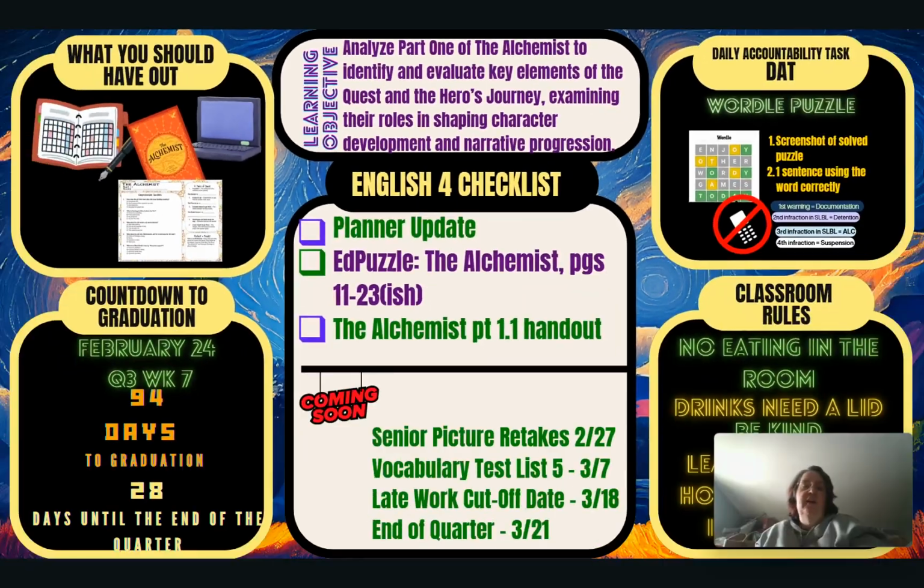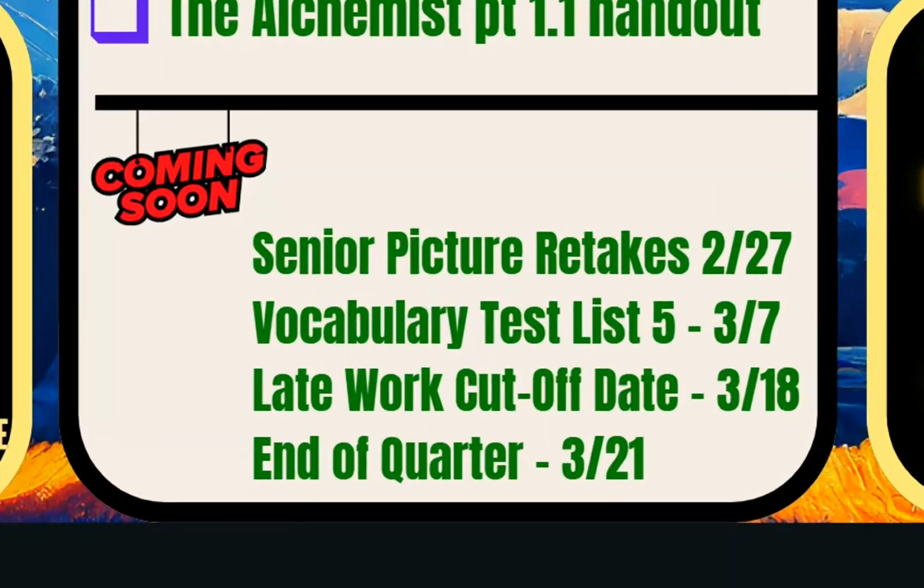All right, so what I asked you to have out for today includes your planner, your copy of The Alchemist. See, I even have my own here. Your Chromebook, which obviously you have if you're watching this, and your Alchemist handout.